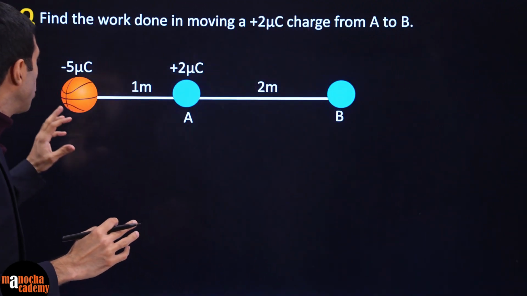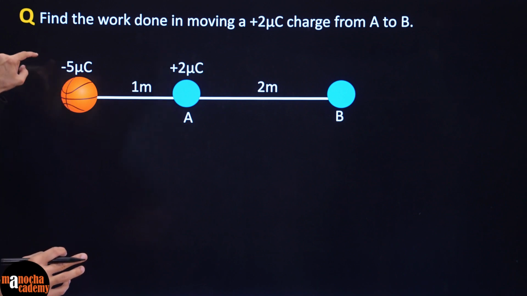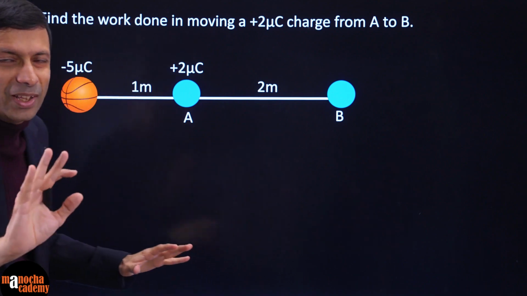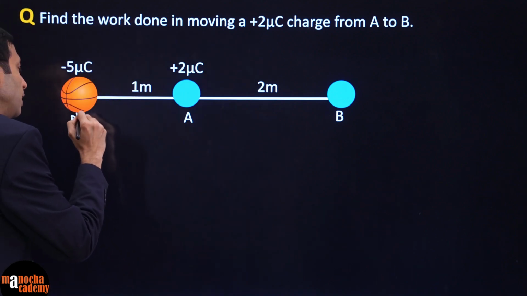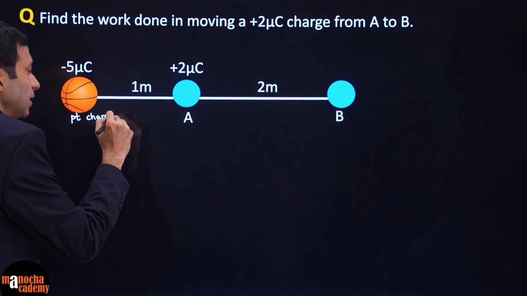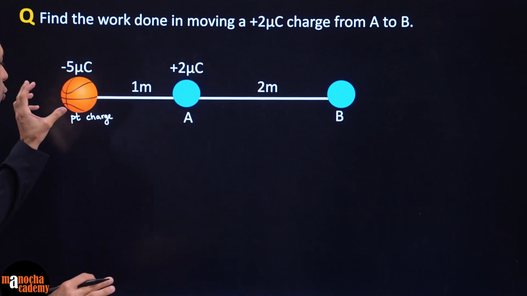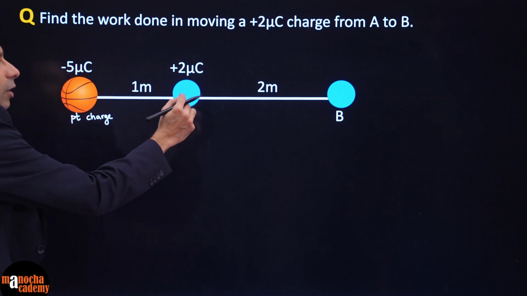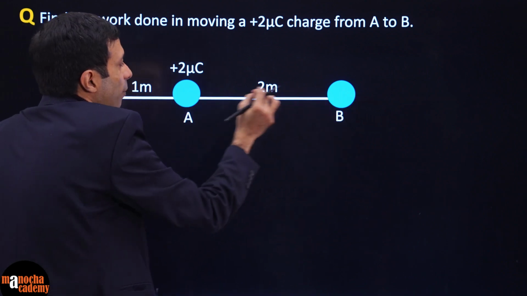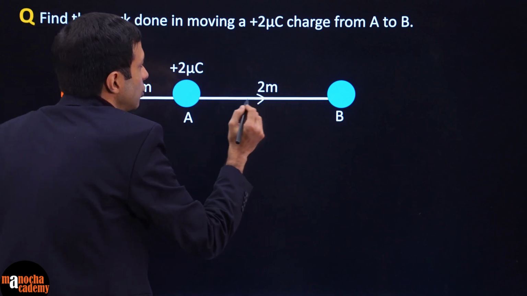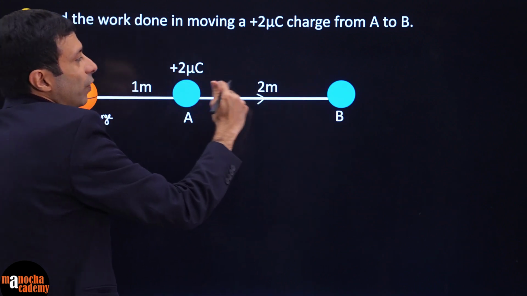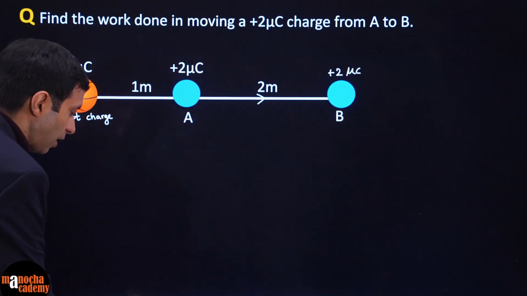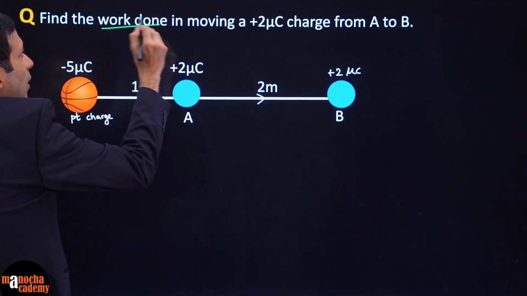So first let's look at the question. We have this basketball here carrying a charge of -5 microcoulomb. Don't think of this as a large basketball that you're going to play with. Let's assume it to be a tiny point charge. I should have really drawn it as a dot, but just to make it more visual, I've shown the ball here. This is a point charge of -5 microcoulomb, and then you can consider this as your test charge that you're moving from A to B across this distance of 2 meters. We are moving this +2 microcoulomb charge from here to here. And what is our task? Our task is to find the work done.